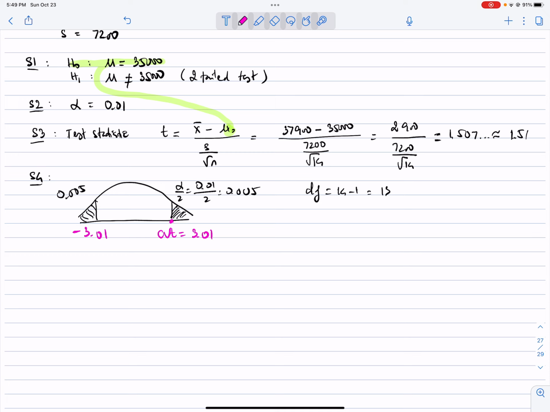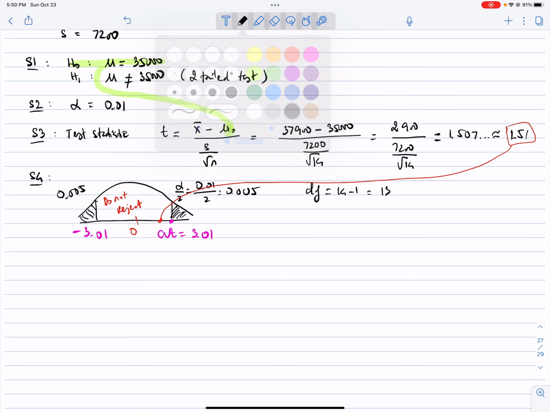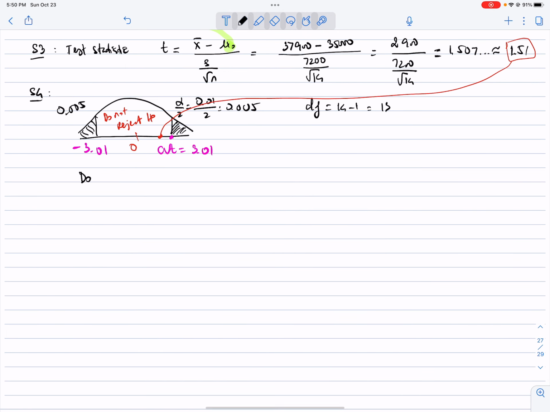And 1.51 lands on here. So let's assume that we have 0 right here. So 1.51 is between 0 and 3.01. So this region is do not reject. The shaded region is the reject region. And we have the number that lands on the do not reject region. So we have the decision: do not reject the null.